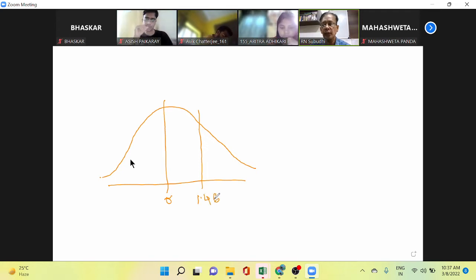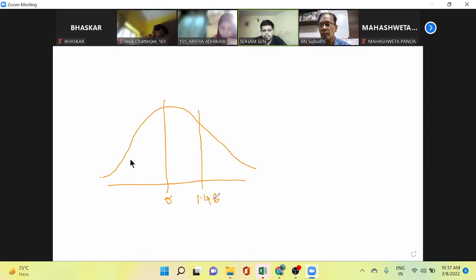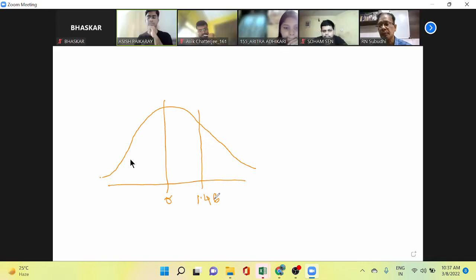Now this is the calculated value. Soham Sen, what is the tabulated value? 1.96. Yes, sir. Will it be on the extreme left or the middle portion? The middle portion, sir. Sorry, say it again. In the middle portion, sir. Middle portion. You are a champion. Extreme right, sir. I was deliberately confusing you.